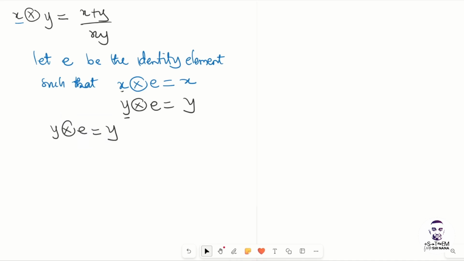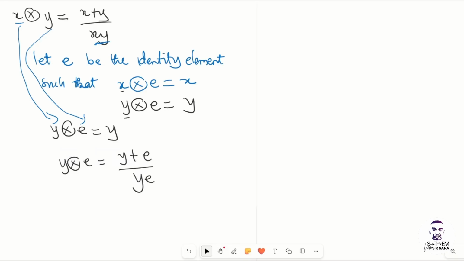Now what this implies is that wherever we see our x, we have to replace it with our y in the operation here. And wherever we see our y, we'll now replace it with our E. So that gives us y operation E to be equal to y plus E all over yE. Now this y plus E over yE replaces the y operation E in the question. So we can say that y plus E all over yE will be equal to y.